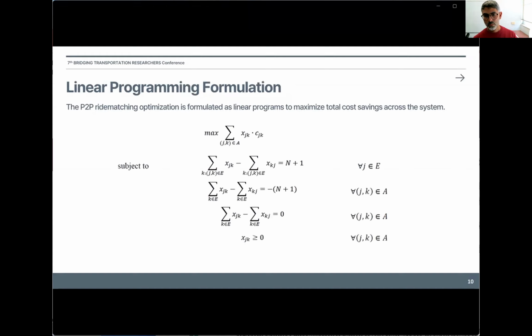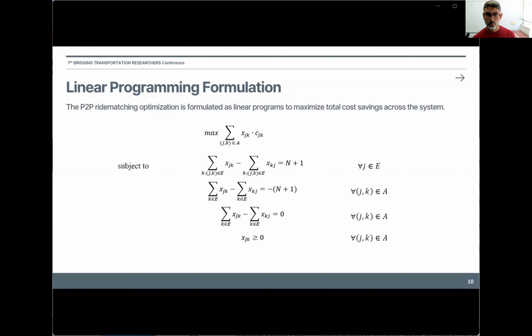On this slide, we present the linear program formulation of the ride matching problem. The objective is to maximize the total cost saving while ensuring that each rider is matched to exactly one transshipment node and each driver serves at most one rider. The LP solver efficiently identifies the optimal matching solution by respecting these constraints.